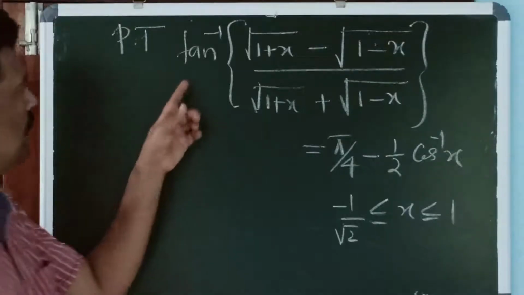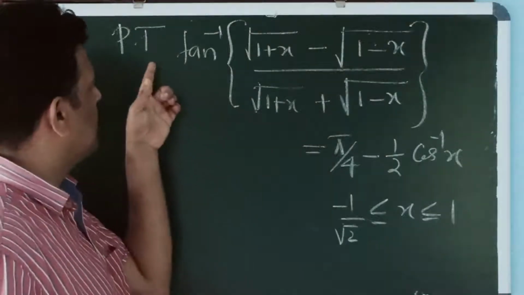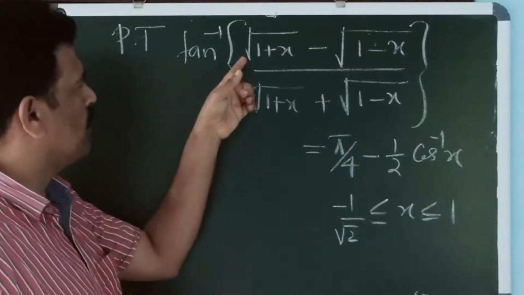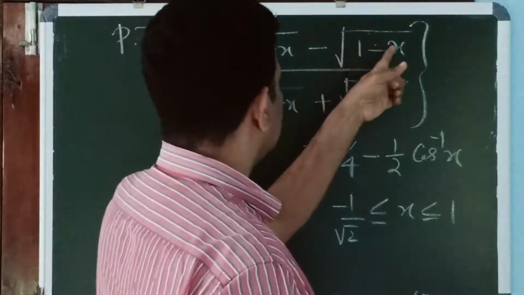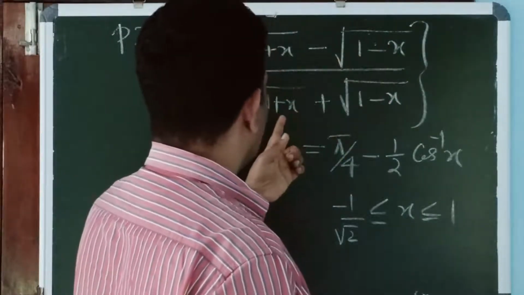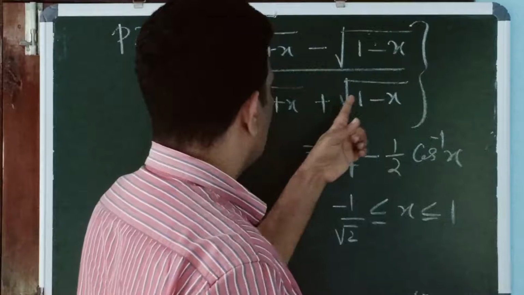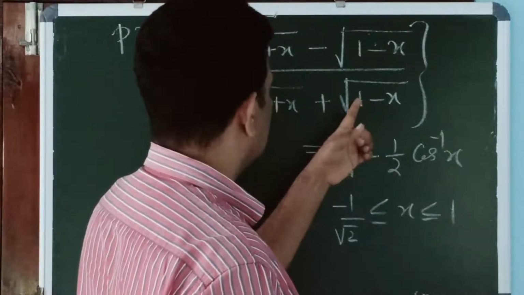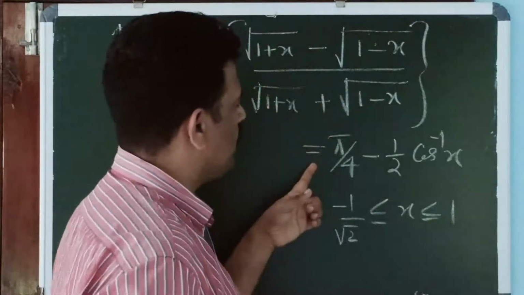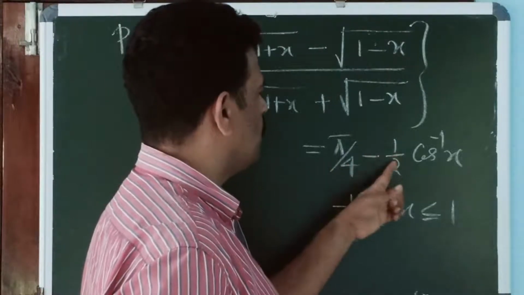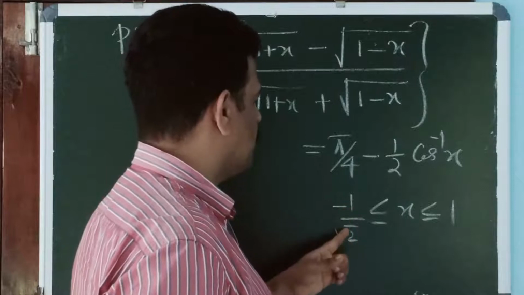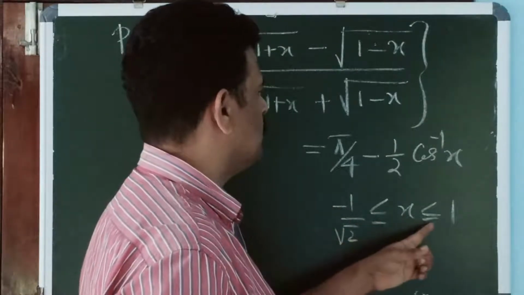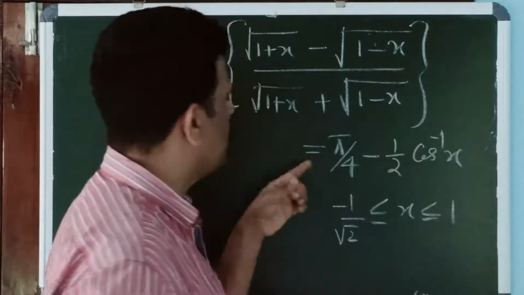Now we can take another question. Prove that tan inverse of (square root of 1 plus x minus square root of 1 minus x) divided by (square root of 1 plus x plus square root of 1 minus x) is equal to pi by 4 minus 1 by 2 into cos inverse x, where minus 1 by root 2 is less than or equal to x less than or equal to 1. Now we will prove it here.